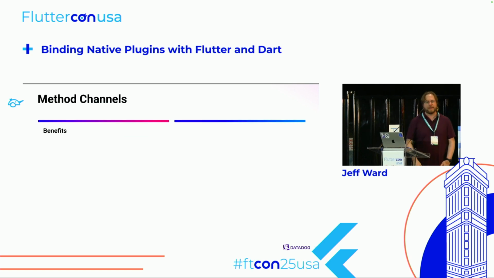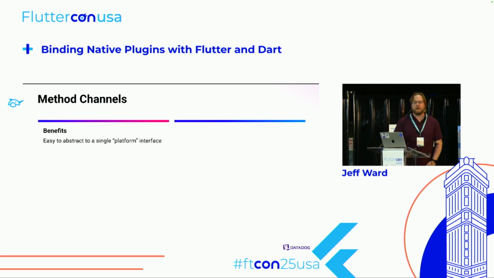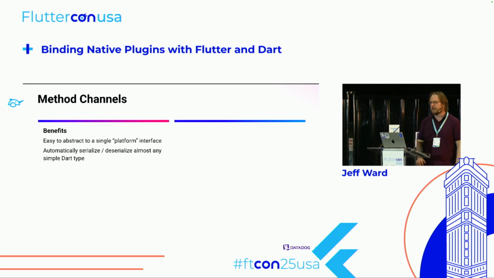So what are the advantages of method channels? Well, the benefits are, for me personally, I find method channels are a really easy way to abstract to a single platform interface. Everything is going to be a name of a method and the arguments that you're going to send. As long as you're conforming to that contract, it's very easy to create that abstraction.